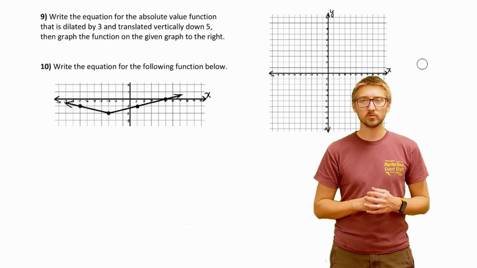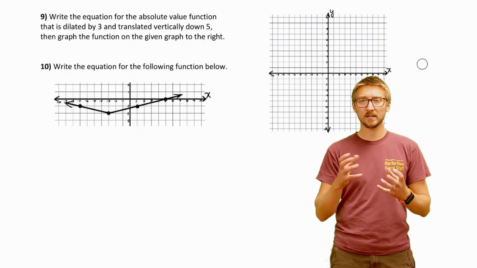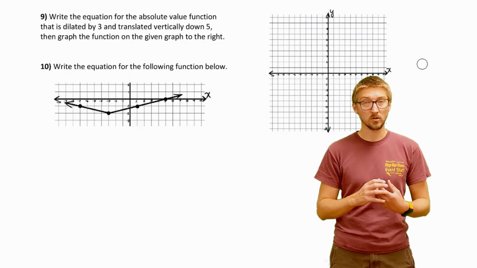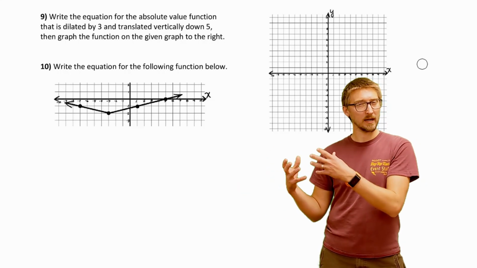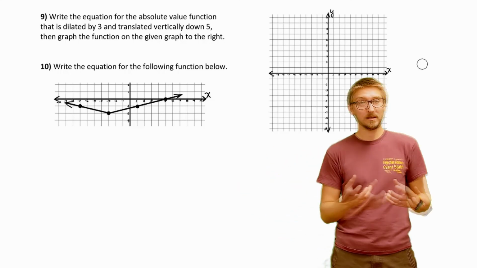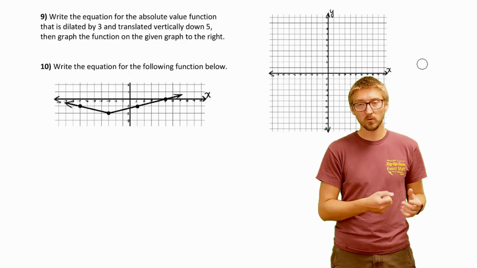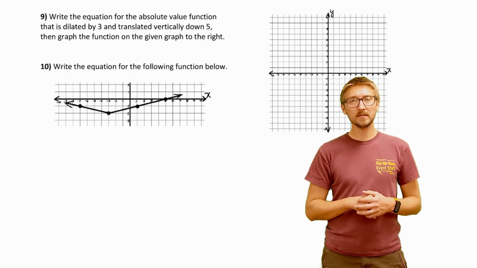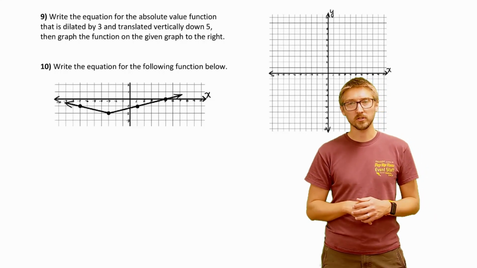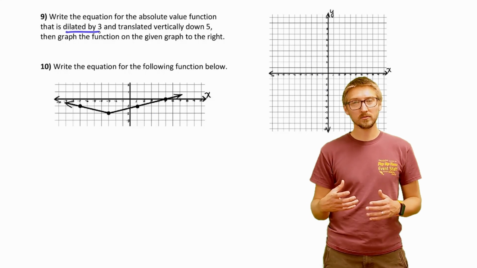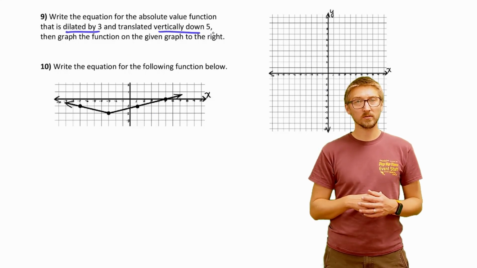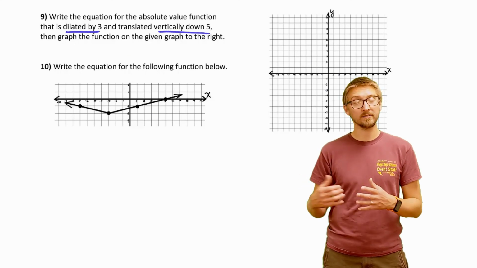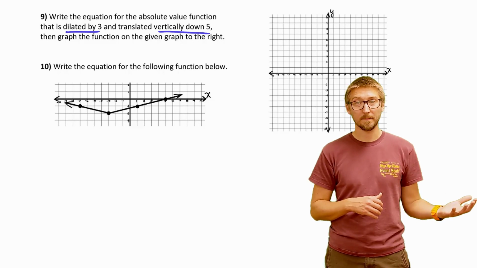9 and 10 are kind of specialty questions where we ask you to do this idea a little bit backwards. So you definitely can graph them, but can you go from some other information to the original equation? That's what we're looking for. So can we write the equation for an absolute value function where it's been dilated by 3, translated vertically down 5, and then we're going to graph this off to the right-hand side.